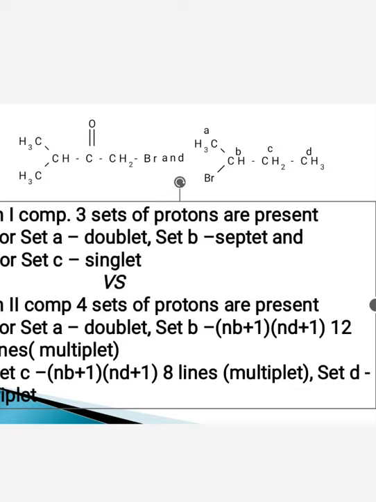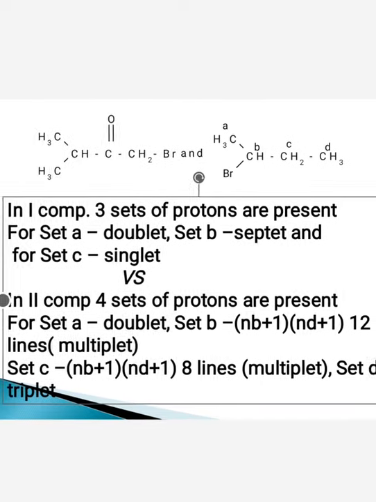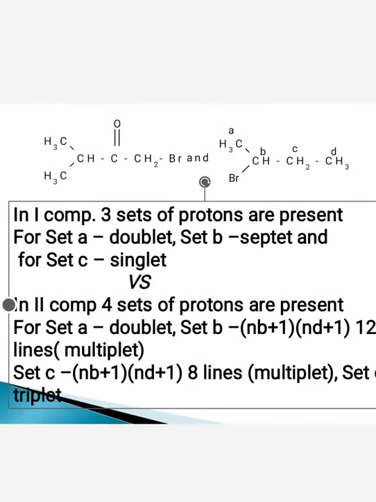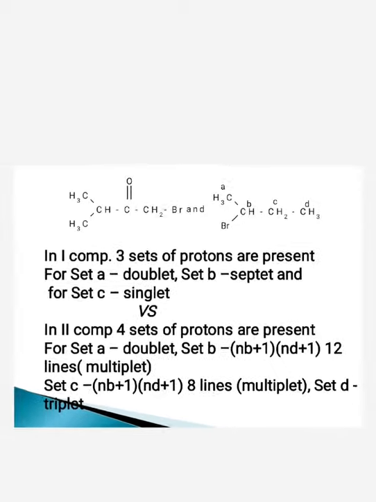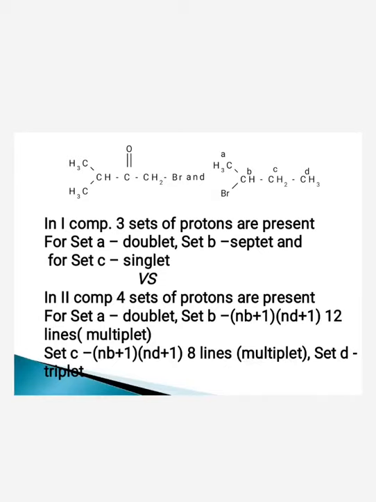For C set of protons, (Nb plus 1) into (Nd plus 1). The total number of protons, Nb equals to 1 plus 1, 2, and Nd 3 plus 1, 4, means we get total 8 lines multiplets for C set of protons, and for D we get triplet. In this way we can distinguish both these compounds.